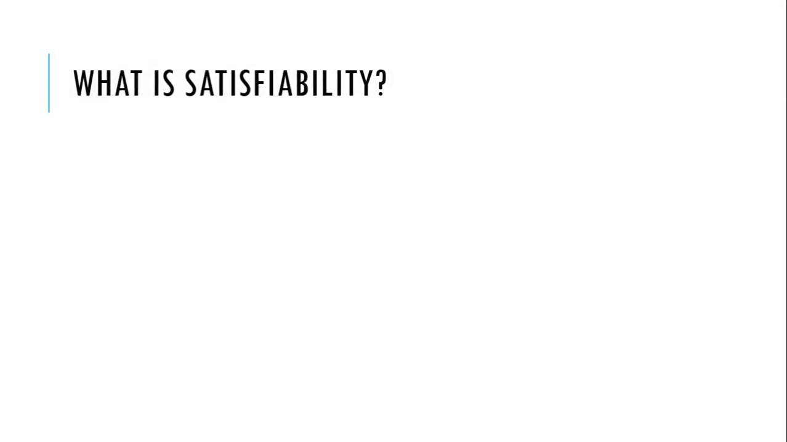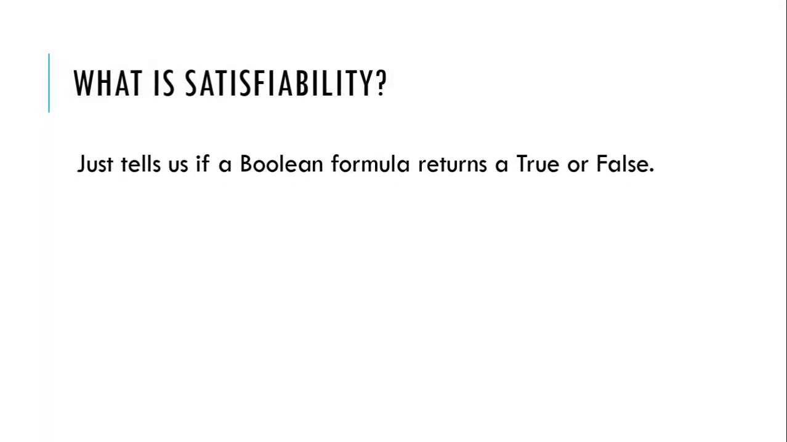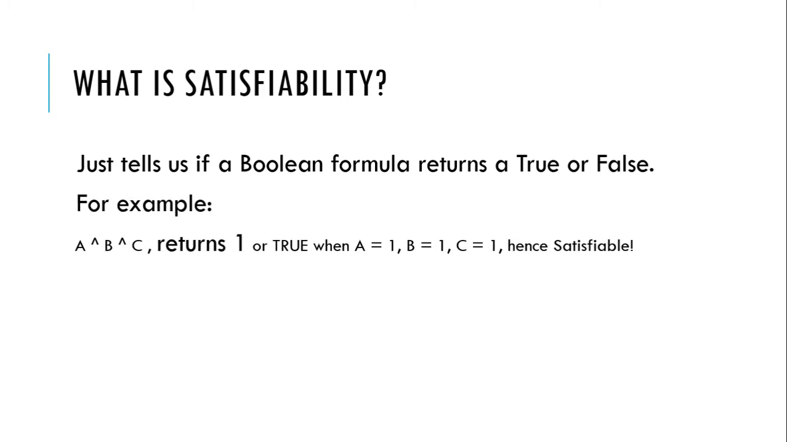So what is this satisfiability problem? I'll explain that. Basically, we have a Boolean formula which will return true or false, and the satisfiability problem asks whether it can return true, and if so, it's satisfiable. Here's an example: A and B and C returns 1 or true when A is equal to 1, B is equal to 1, and C is equal to 1, so it's satisfiable.